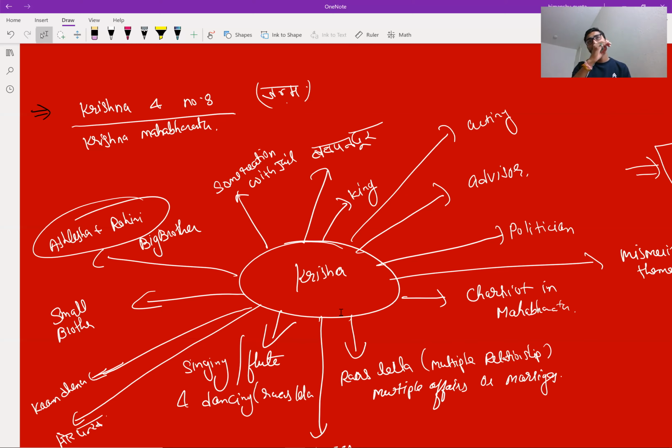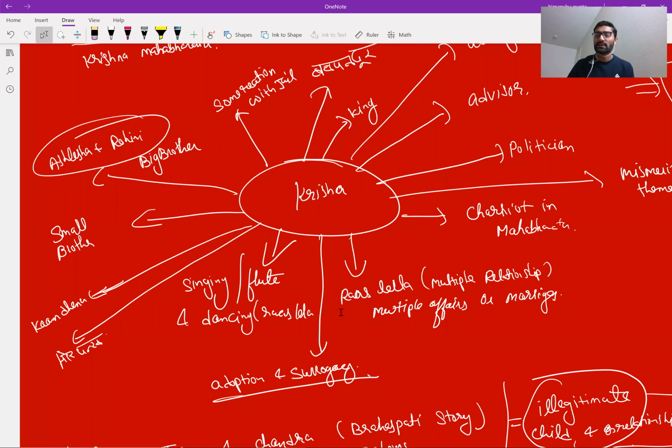So many politicians have a profession of politician, which is Rohini. Apart from that, adaptation and surrogacy themes are there, because Lord Krishna, after his birth, was brought up by some other mother, Devaki, who is not his real mother. So that is why adaptation and surrogacy themes are related to Rohini Nakshatra.